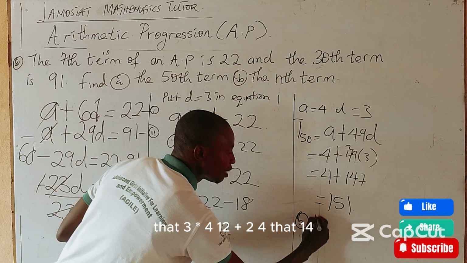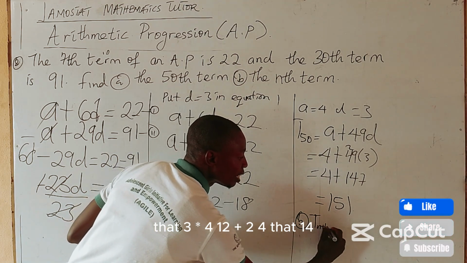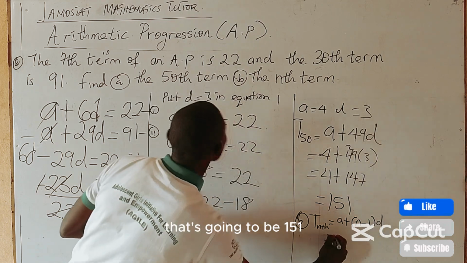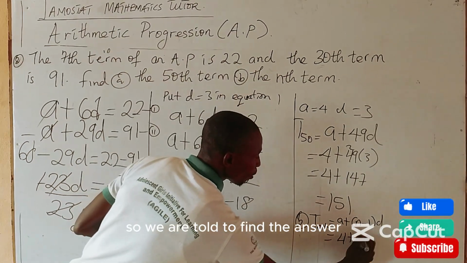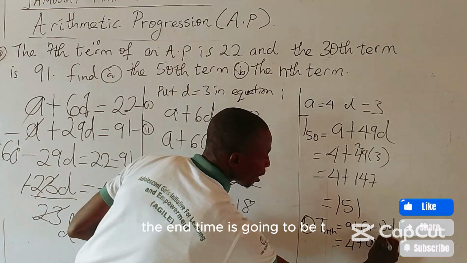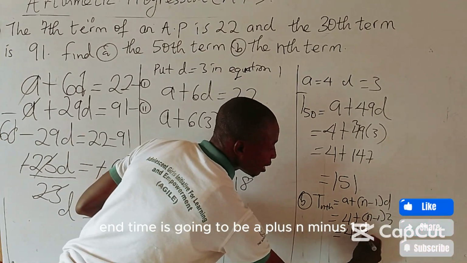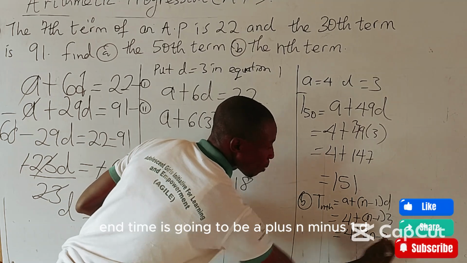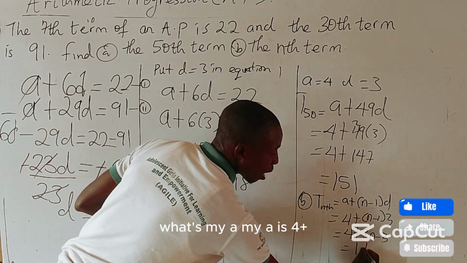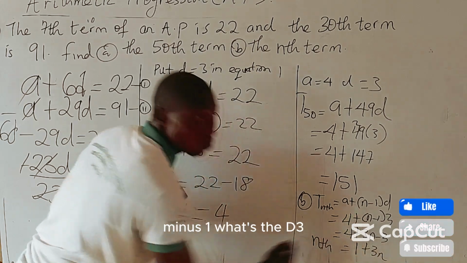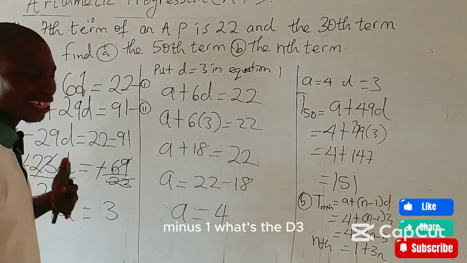So we are told to find the nth term. The nth term is going to be A plus (N minus 1)D. My A is 4, plus (N minus 1), and the D is 3. So that's going to be 4 plus 3N minus 3. 4 minus 3 is 1. That is 1 plus 3N. So the nth term is equal to 1 plus 3N. That's how to solve questions like that.